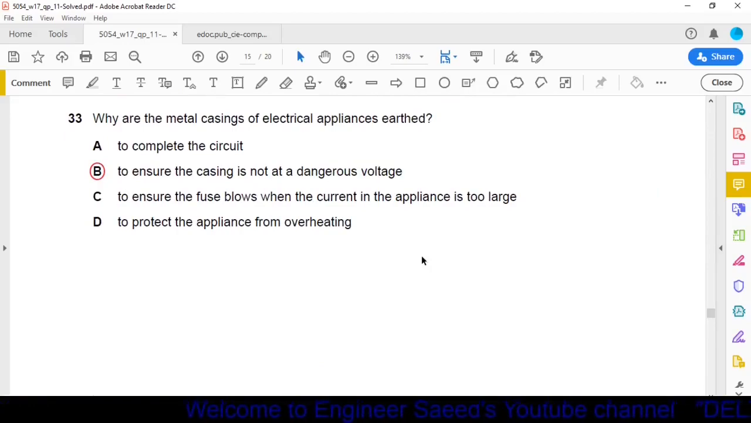Question number 33. Why are the metal casing of electrical appliances earthed? Option A, to complete the circuit. No, to complete the circuit we need live wire and neutral wire. Option B, to ensure the casing is not at a dangerous voltage. Yes, it is the correct one. We connect earth wire with the metal casing so that if accidentally the live wire is broken and touches the metal casing, then whatever be the voltage developed or whatever be the current, it is earthed directly and will keep us safe. So option B is the correct one.